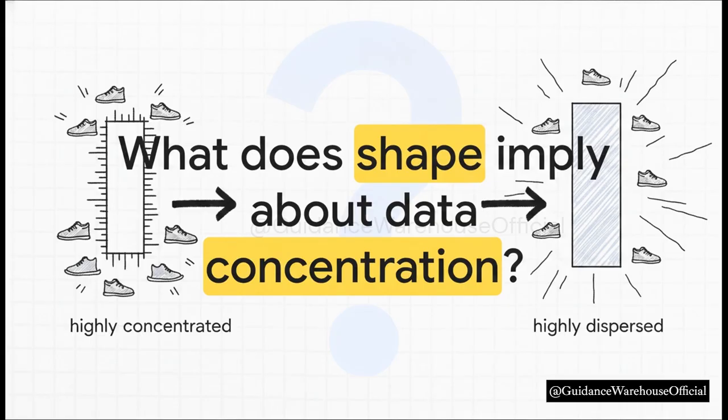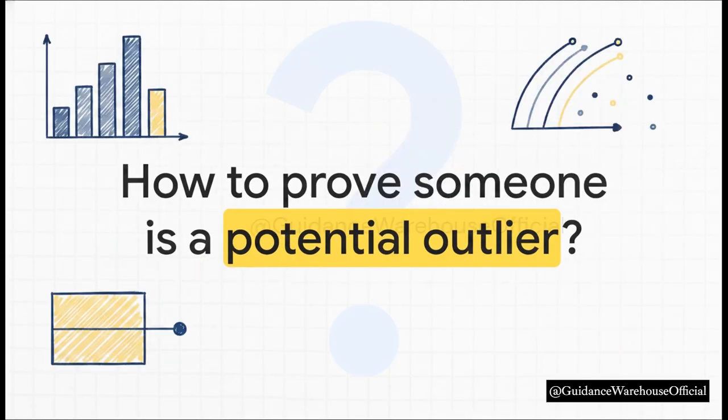Well, if the physical box, the space between quartile 1 and quartile 3, is super narrow and squished together, it means that middle 50% of your classmates have very similar shoe counts. The data is highly concentrated. But if the box is wide and stretched all the way across the page, your core data is really dispersed. Make sense?